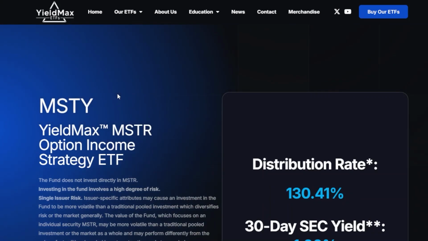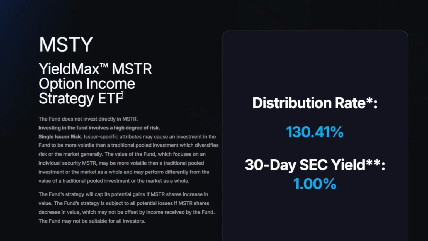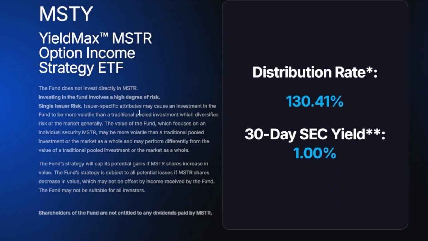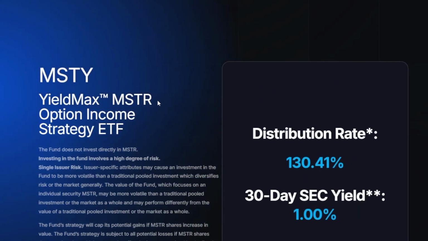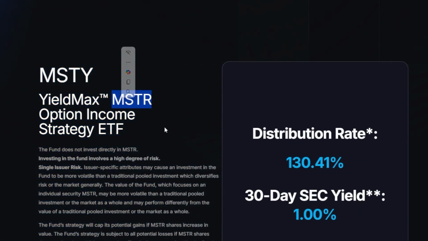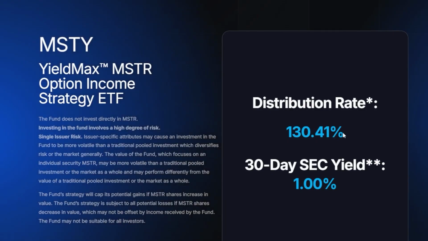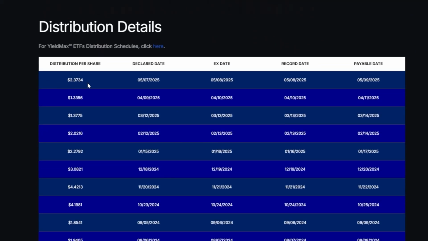Now, MSTY, the YieldMax MSTR Option Income Strategy ETF, has definitely been pretty impressive since it started trading, and obviously that has a lot to do with the fact that MSTR over this time frame has also done pretty well. Now, to be specific, MSTY as of right now has a 130+% distribution rate, and as of recently paid out a monthly distribution of well over $2 per share.